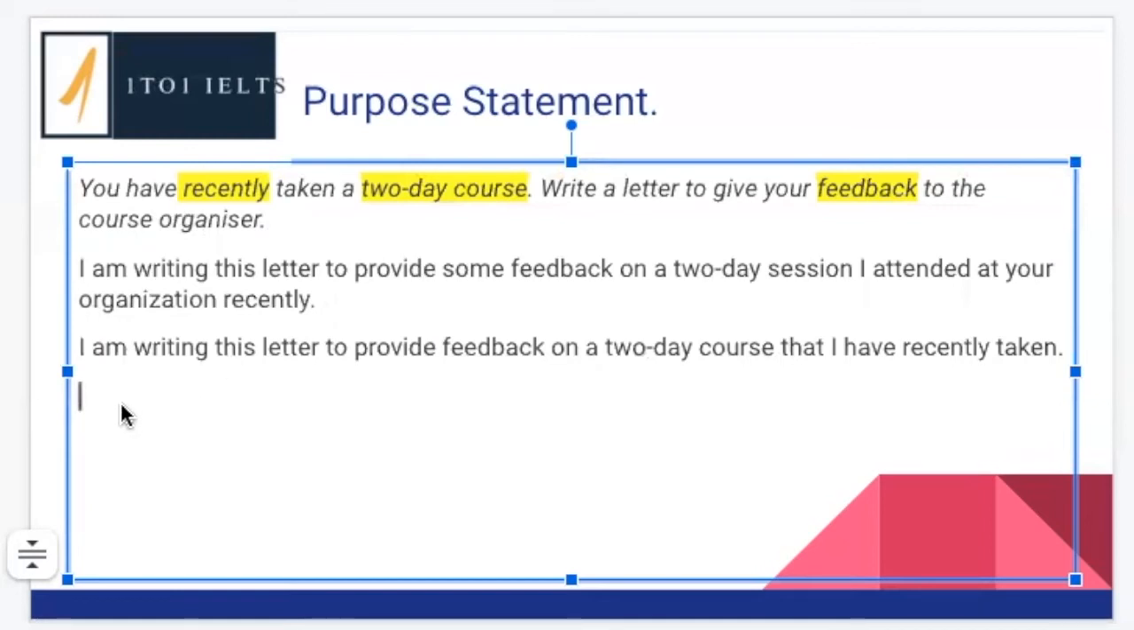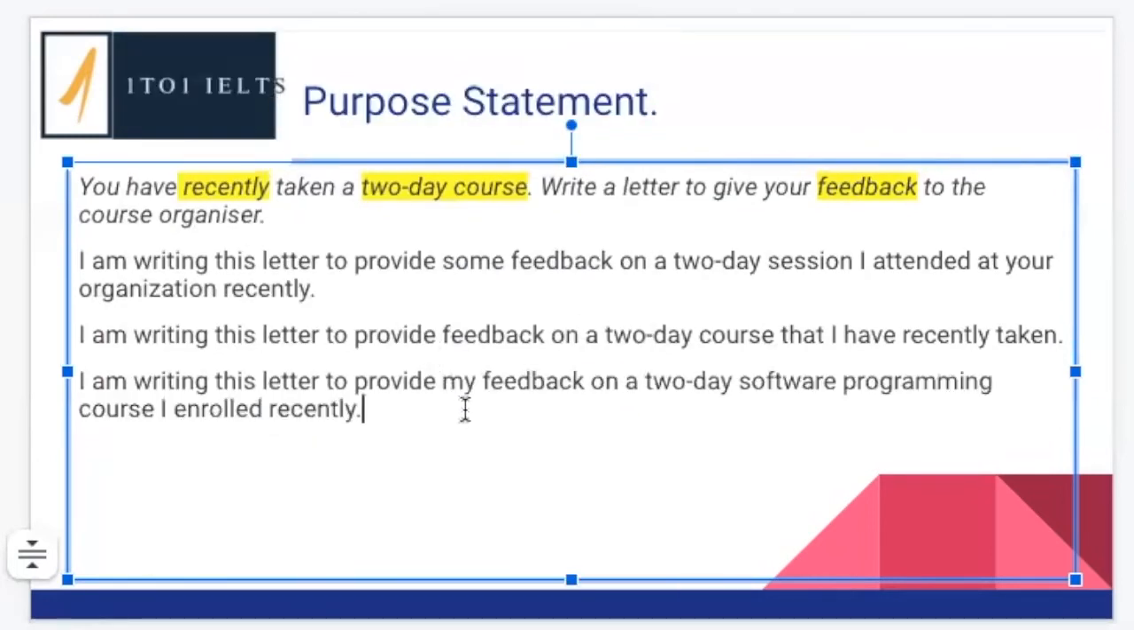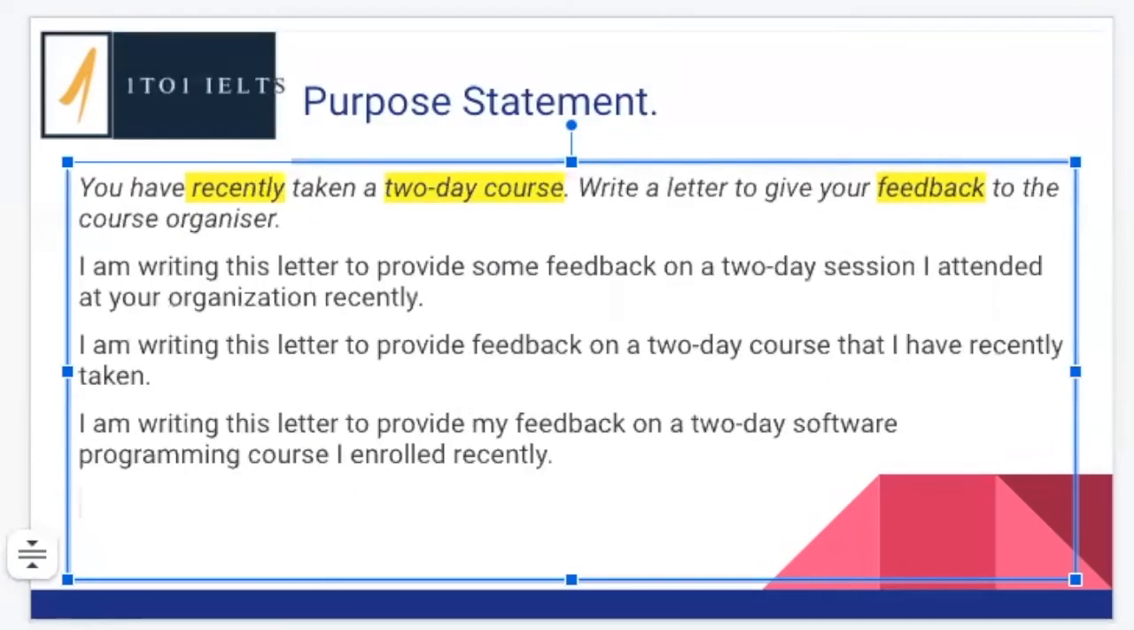Okay, so we've got one from Revit and we've got one from Trinath. So I am writing this letter to provide my feedback. Yep. So here, provide feedback or provide my feedback. Both of these work. Again, if this type of letter comes up, this is a structure that you can remember, and we've got this feedback on, so this is good. A 2-day software programming course I enrolled recently. So nice. This is something I think is a really nice touch that you've done here, Revin.